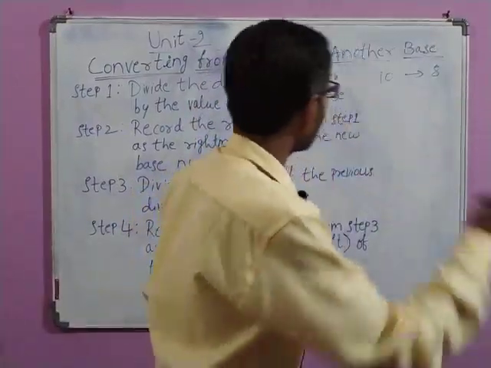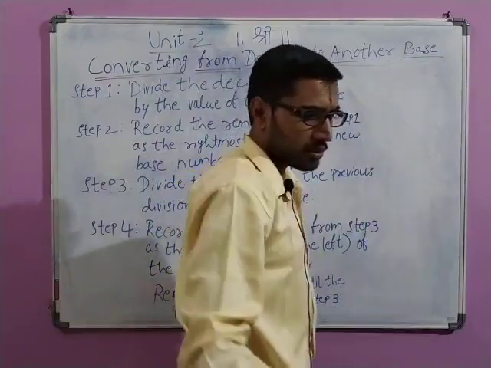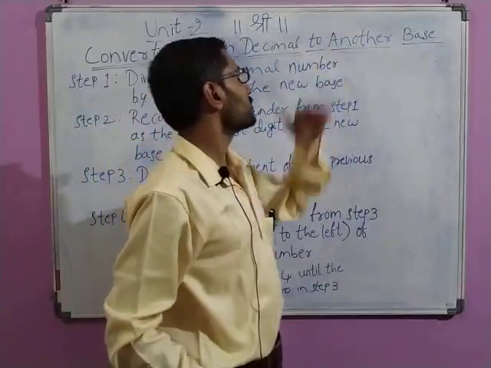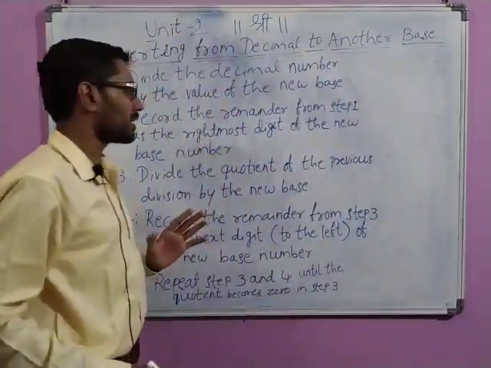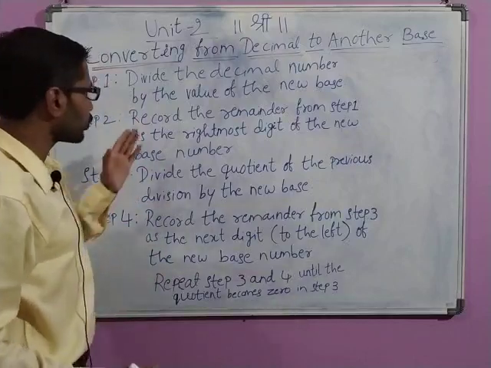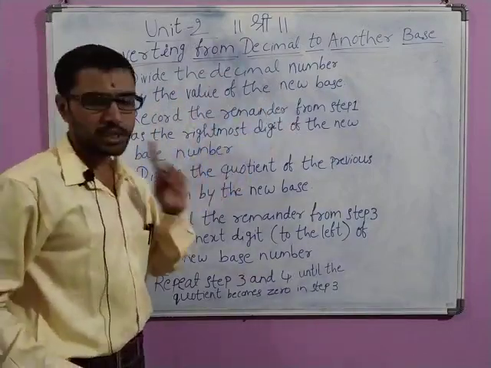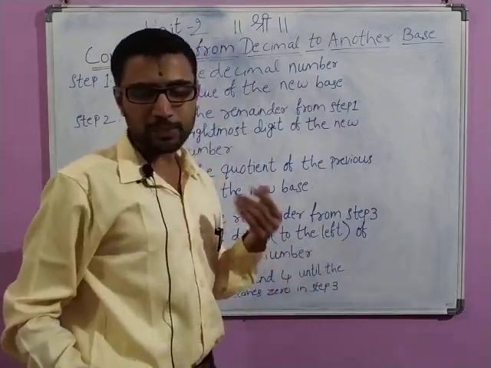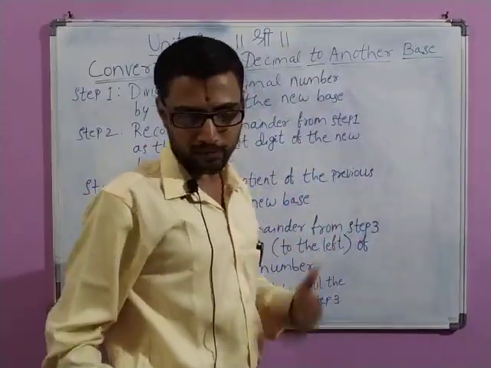This procedure is also called the divide and remainder technique. What we do basically here, there are 4 steps we need to go through. Divide the decimal number by the value of the new base. Before going ahead with the different steps, let me take one simple example so that we can understand it in a more clear way.